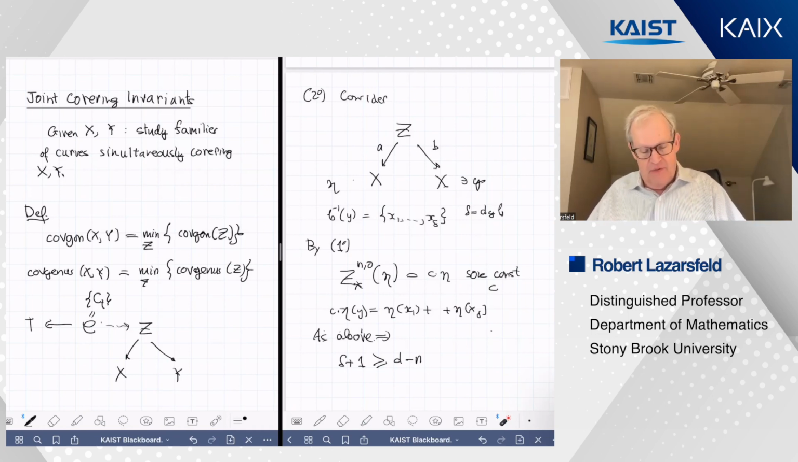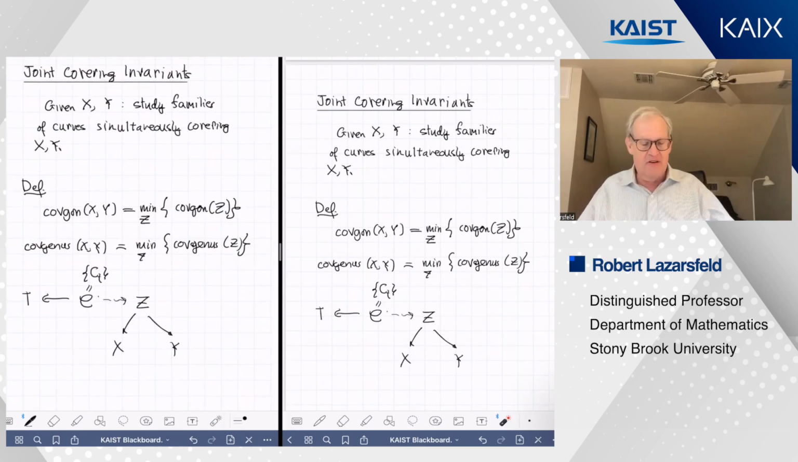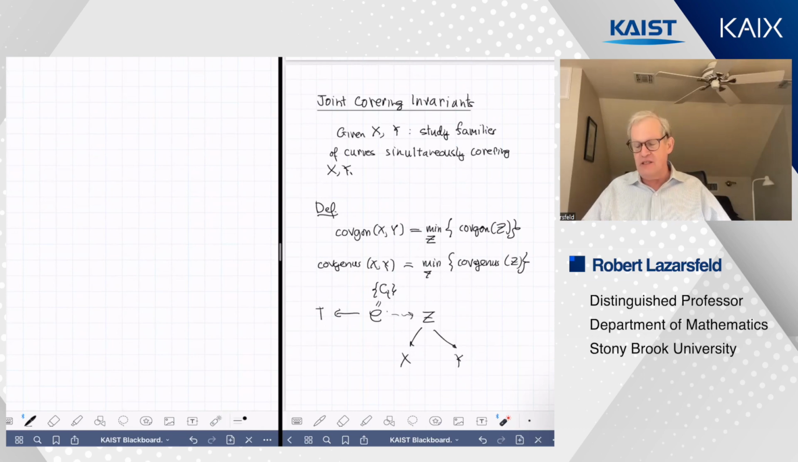So if we have a family of curves covering Z, it gives us a family covering X, and it gives us a family covering Y. So it's a family of curves that simultaneously covers X and Y. And conversely, if you have a family of curves simultaneously covering X and Y, you can find a correspondence that is covered by these curves. So we're looking at families of curves that simultaneously cover X and Y, and we want to know what we can say about their gonality and what we can say about their genus.